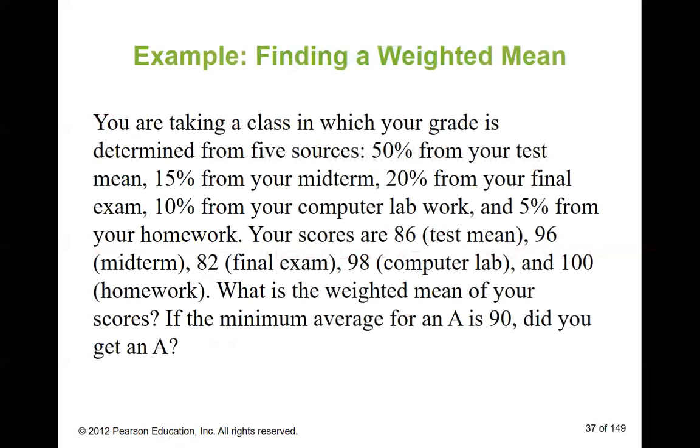So we're going to see if you guys can do this. Find a weighted mean. You're taking a class. Your grade is determined from these sources. Here are your percentages, and there are the grades. Can you figure out what your average is? And if the minimum average for an A is 90, can you tell me if you got an A? So you're going to complete that, and when you're done, you guys get to go.